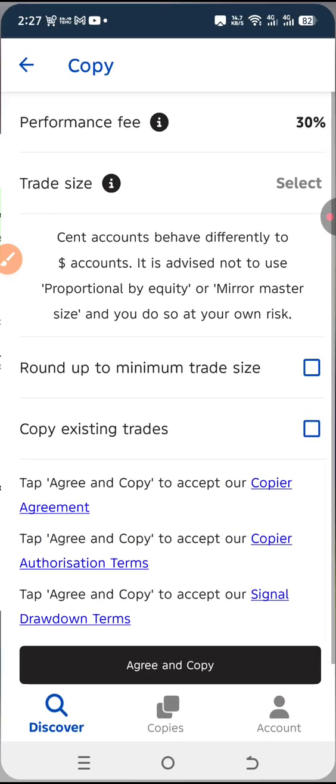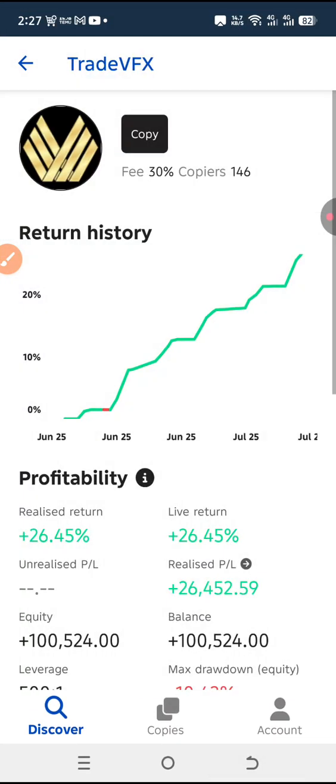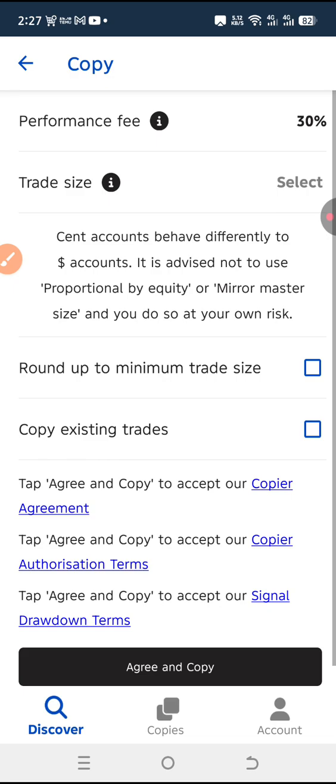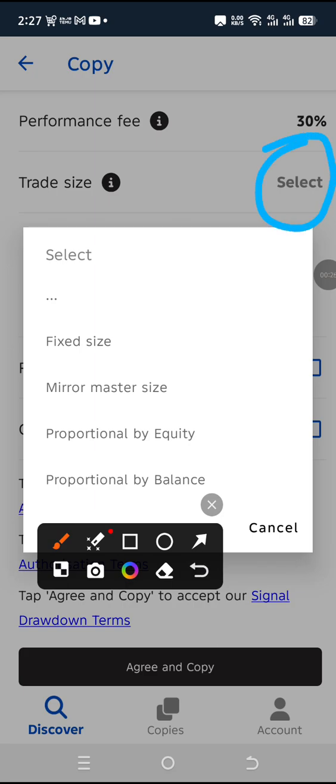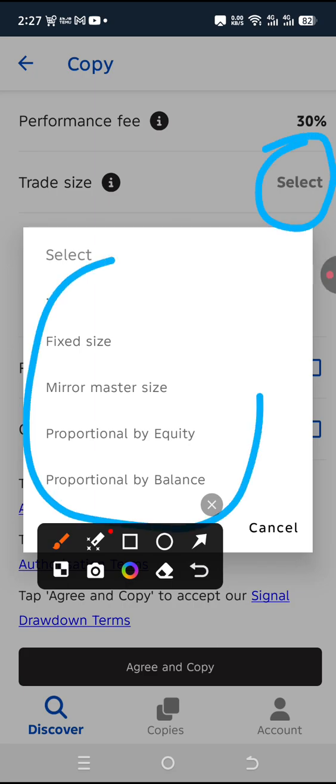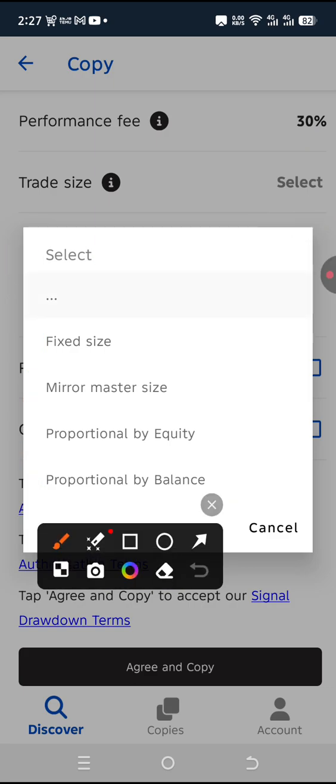In this video, we'll be talking about the trading size, and you need to pay attention to this and understand the way it works. Where do we get our trading size? For example, if you choose a trader that you want to follow, then you click on copy. Then there is a space here that talks about the size, which is here. When you select this place, it shows you the trading sizes that are available.